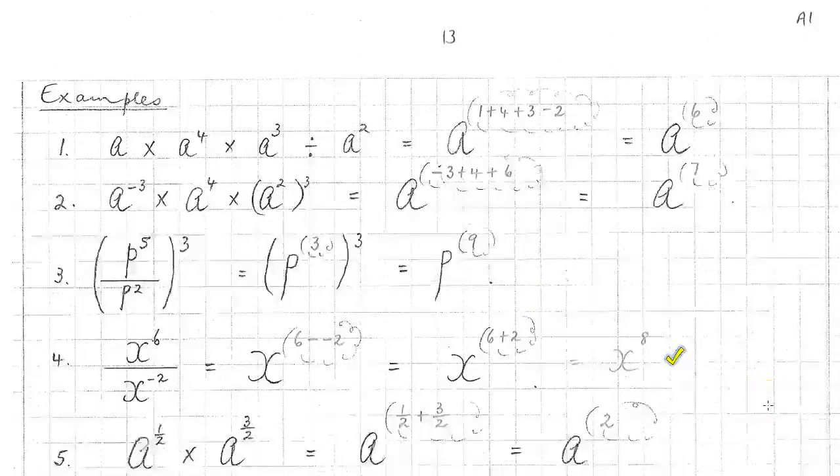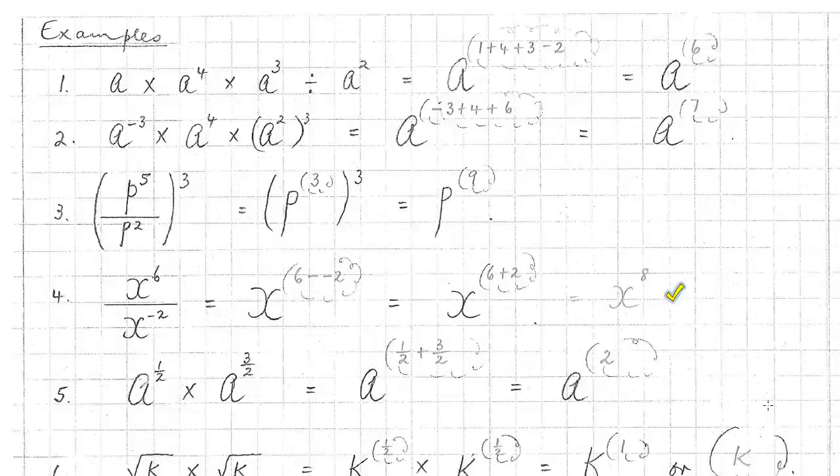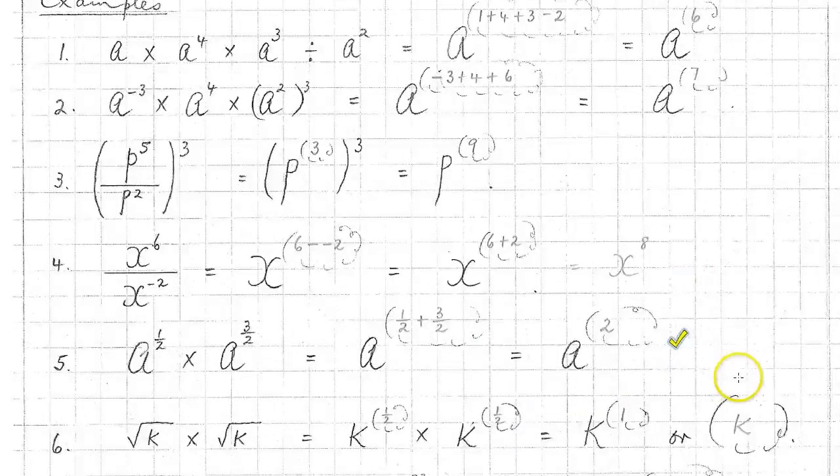Number 5. Well, you've got to add the powers because it's a multiply. A half plus 3 halves, that's 4 halves. And that's simply 2.